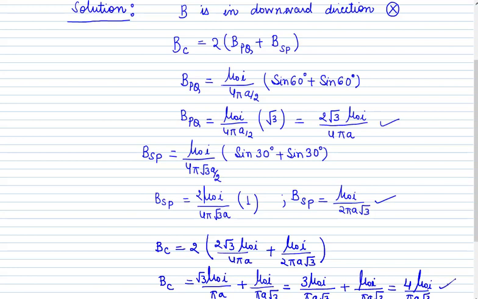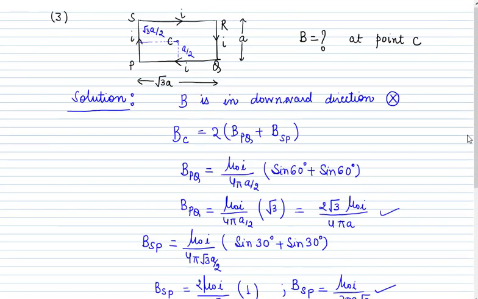So that is the resultant magnetic field at point C at the center of the rectangular loop. So this numerical is now done. So the magnetic field at point C is 4 mu naught I upon pi a root 3. As simple to calculate using the Biot-Savart's law. So let us move to the next numerical.